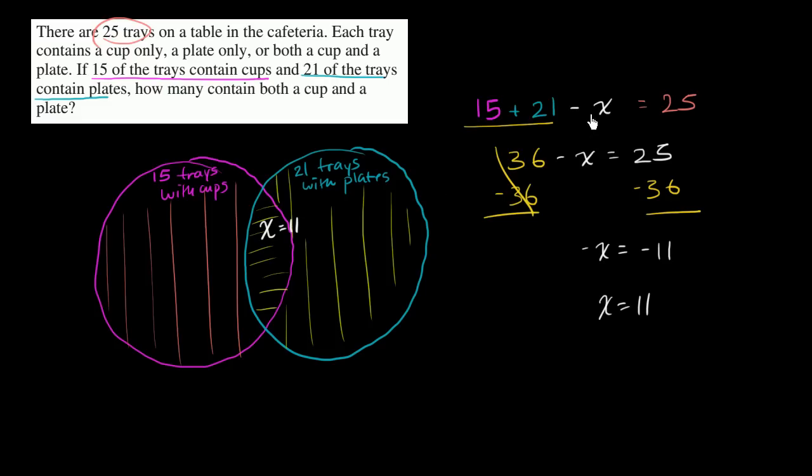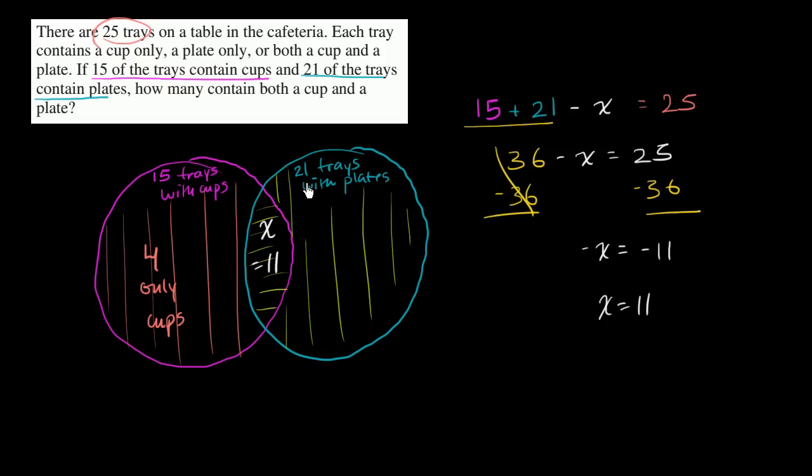And I encourage you, if what I did here doesn't make a lot of sense, now that you have the number, you can verify that. So if this set right over here is 11, we know what these other sets were. 15 trays contain cups, but 11 of those contain both cups and plates. So only cups would be 15 minus 11, so 4 only cups. Obviously the sizes of these sets aren't really drawn to scale.